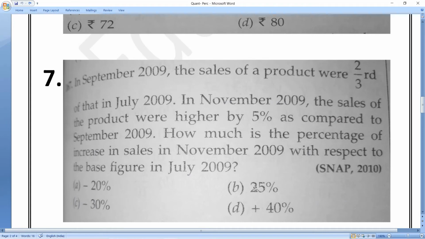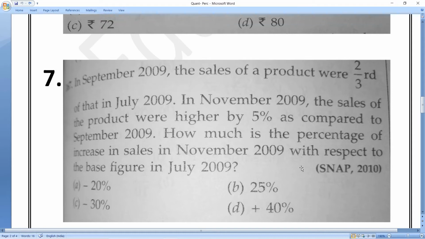Now next question. This question came in Snap. Now it is a lengthy question, but no worries, we will solve it in an easy method. In September 2009, sales of a product were two-thirds of that in July. So the sales in September decreased to two-thirds of that in July. In November 2009, sales of the product were higher by 5% as compared to September. Now, coming to November, the sales were increased by 5%, but as compared to September. What is the percentage of increase in sales in November 2009 with respect to the base figure in July 2009?